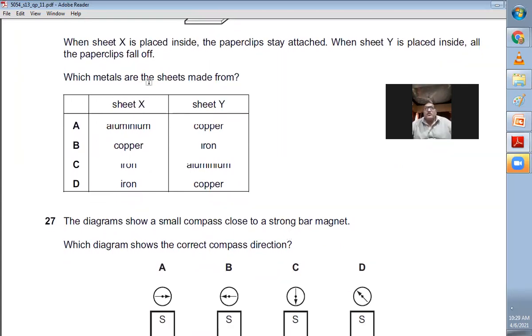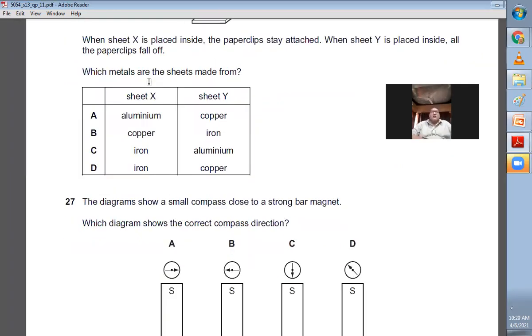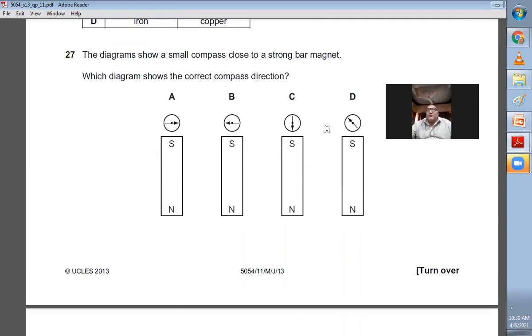So he says that sheet X is supposed to be non-magnetic, and sheet Y is supposed to be magnetic material. So I think B is the right answer. Question number 26, B is the right answer. The sheet Y should be a magnetic material, which could be iron, and the sheet X should be a non-magnetic material like copper. Okay.